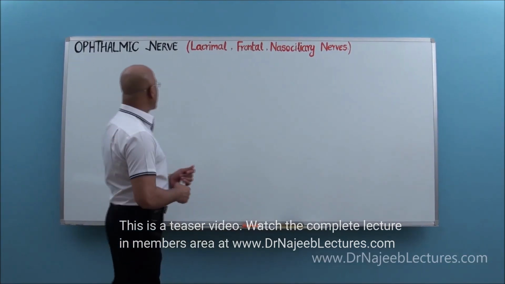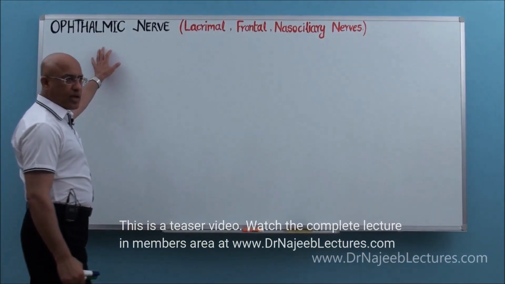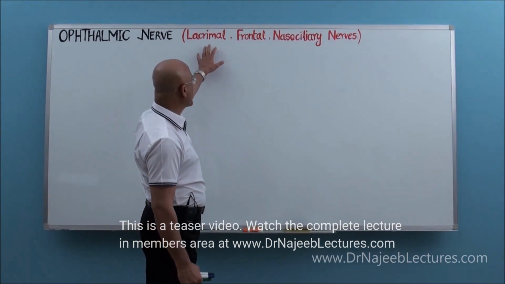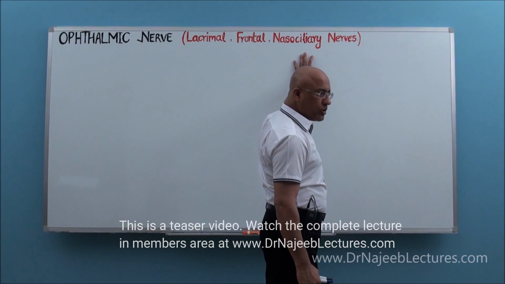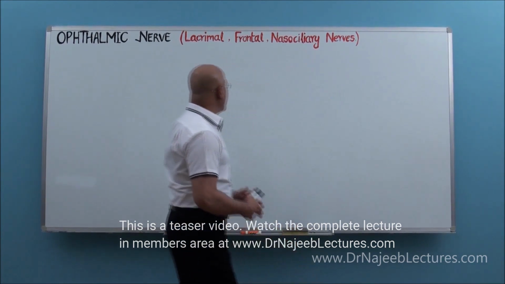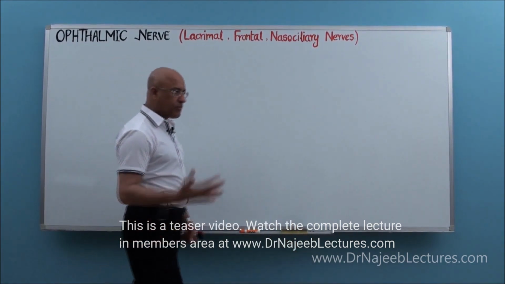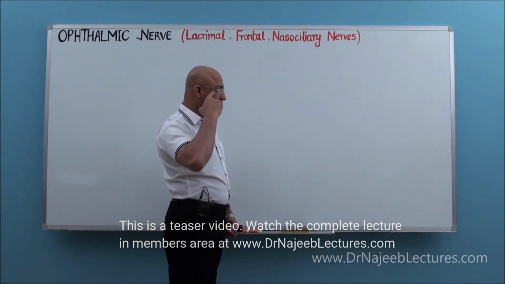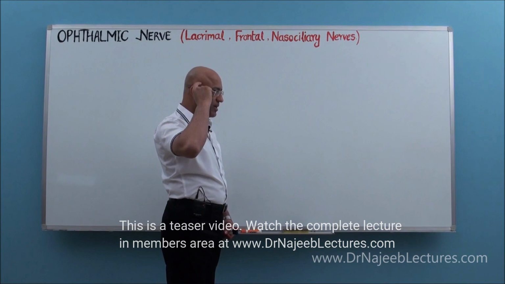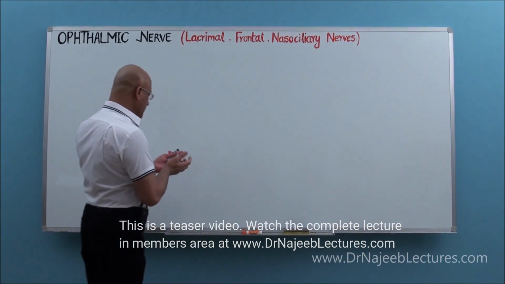Today we are going to talk about the ophthalmic nerve and its branches: the lacrimal nerve, the frontal nerve, and a very important nerve, the nasociliary nerve, right? Now let me draw the diagram from this aspect. I'm going to show you the orbit, and along with that I will show you the cavernous sinus and the floor of the middle cranial fossa.